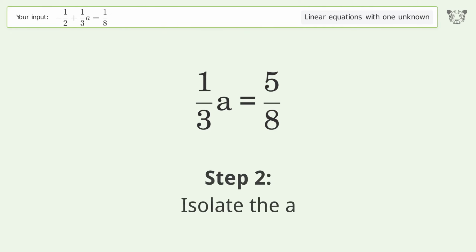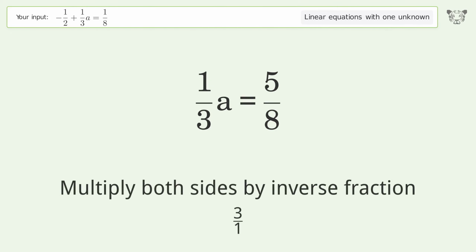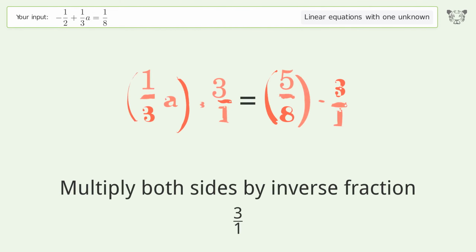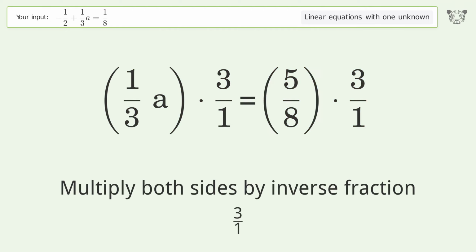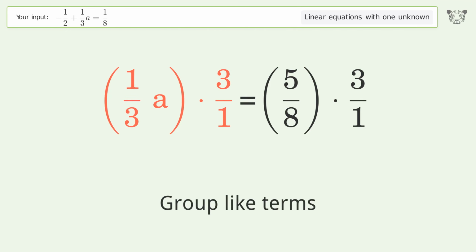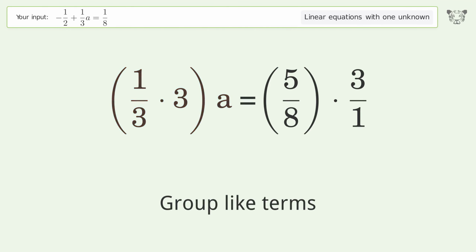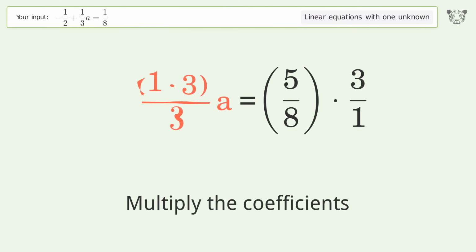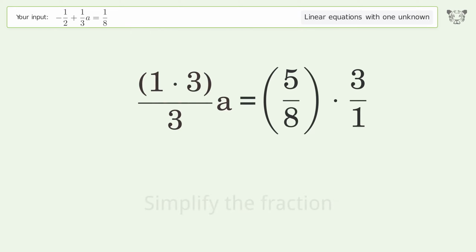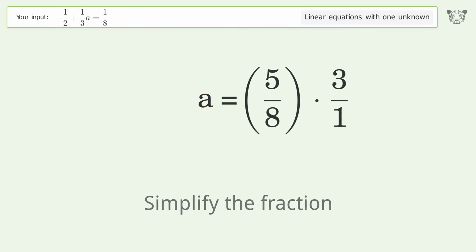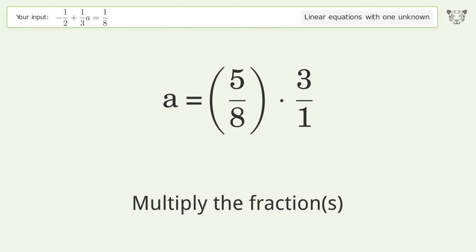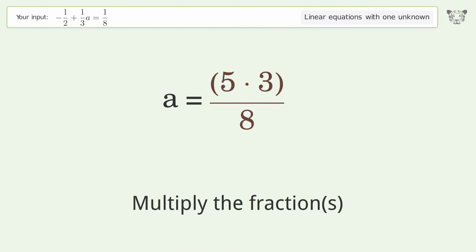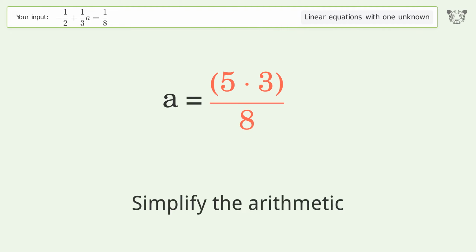Isolate the a. Multiply both sides by inverse fraction 3/1. Group like terms. Multiply the coefficients. Simplify the fraction. Multiply the fractions. Simplify the arithmetic.